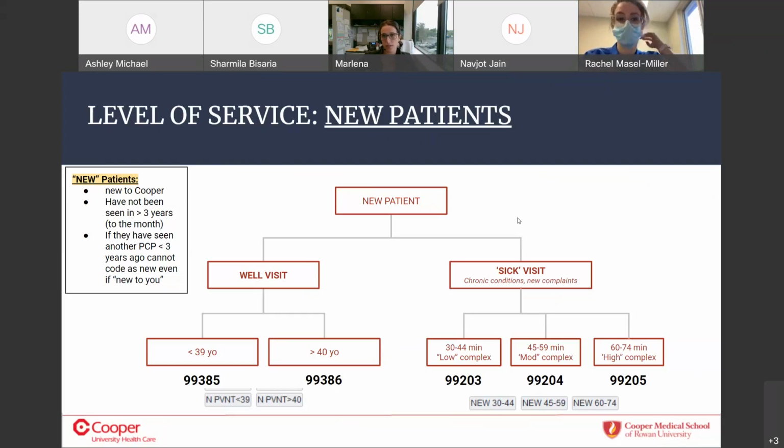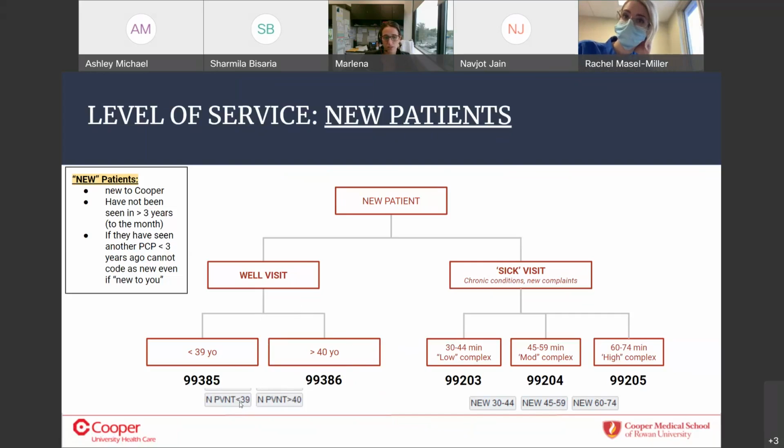So that starts as a new patient. Then the question you always ask, versus new versus established, is are they a well visit or a sick visit? And when I say sick visit, I'll explain what I mean. If it's a well patient and they're new and they're just coming in to establish care, they've had a primary care doc before, they just want to say what's up and have some medication refills, you're not doing a lot of complex stuff, then you break it down by age. If they're less than 39 years old, it's a 99385. And if they're older than 40, it's a 99386.